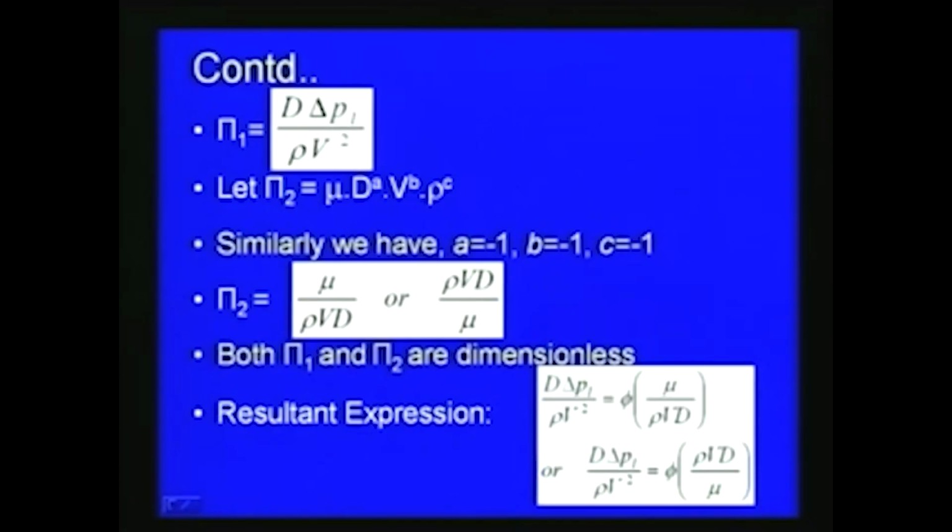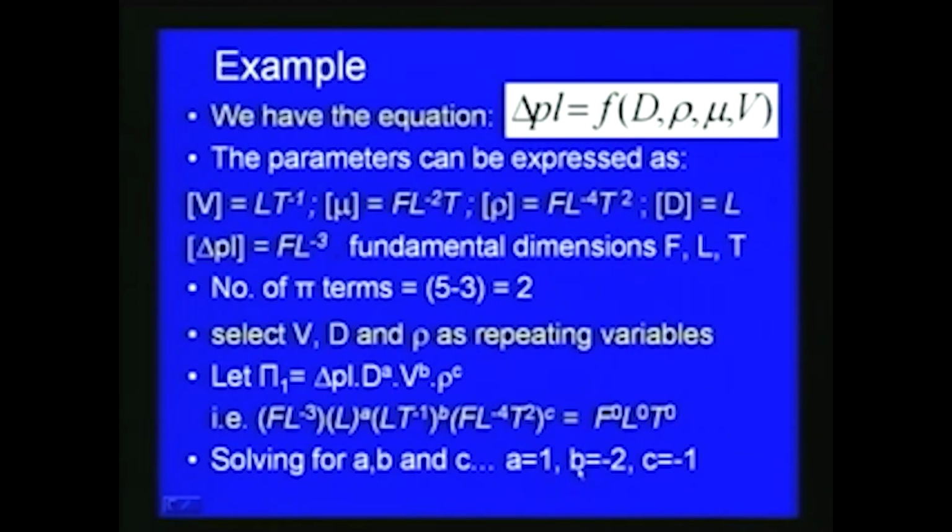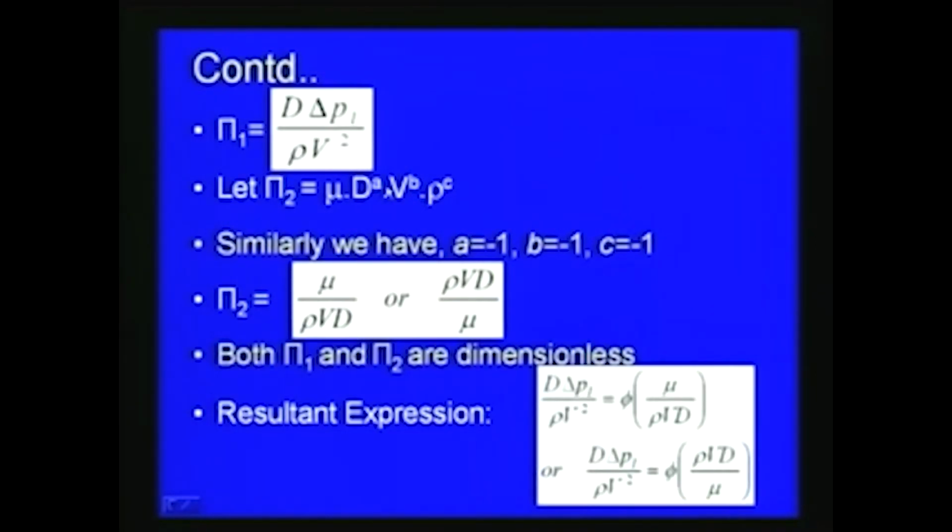So, once we get A is equal to 1, B is equal to minus 2, C is equal to minus 1, we can write pi 1 is equal to d into delta P L by rho v square. So, this is the first pi term, pi 1.